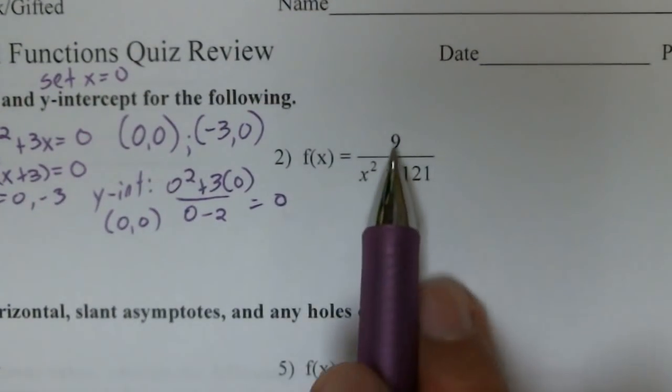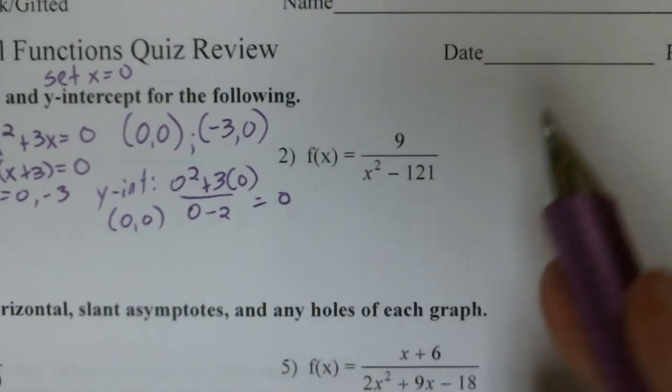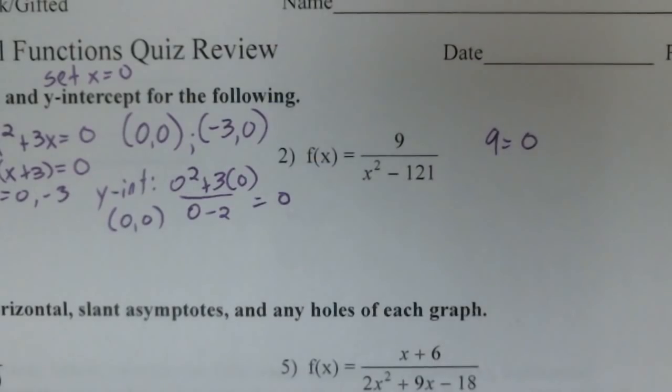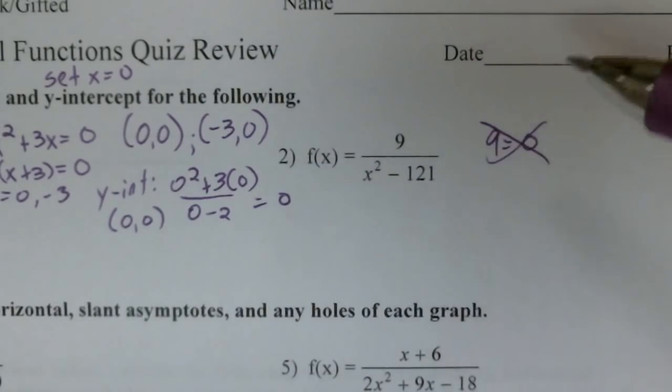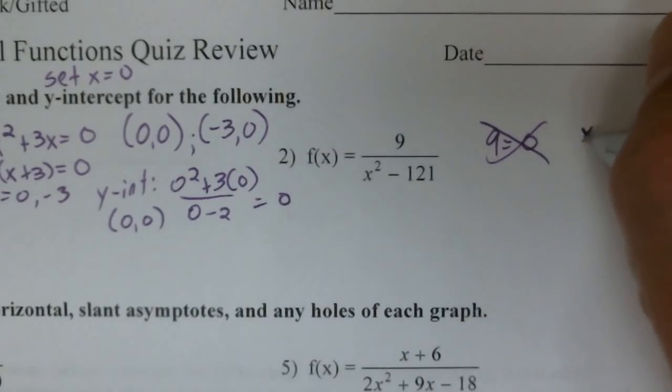Okay, number two, I'm going to set the numerator equal to 0. 9 equals 0. Okay, so if there's no variable in the numerator, you don't have an x-intercept.